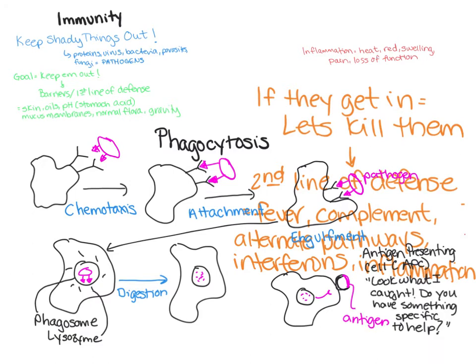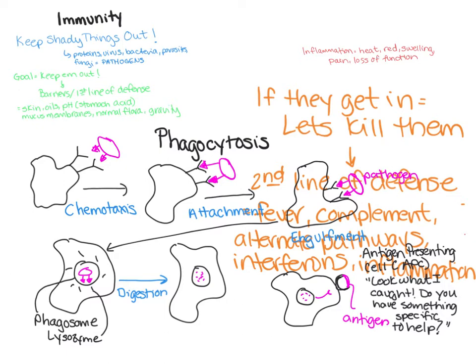The last stage of phagocytosis is where the antigen from that pathogen has built itself into part of the cell and is now on the outside, and the cell has become what we call an antigen presenting cell. You'll see it abbreviated as APC. So this white blood cell is now presenting the antigen, and it's basically saying, hey guys, look what I caught. Do you have something specific to help? It is presenting this antigen to the rest of the immune system and saying, I got it. What do you guys have to help me? Because this is what our fight is up against.